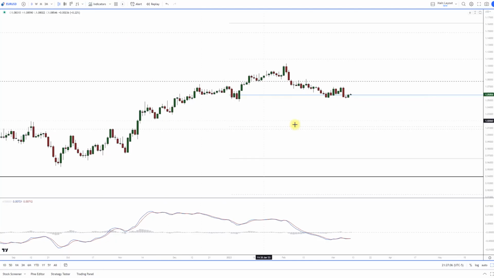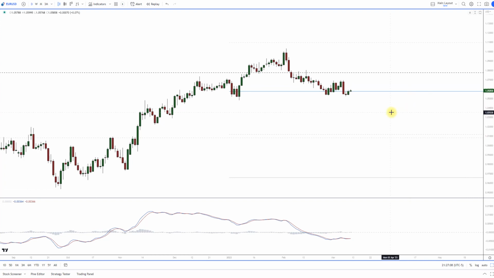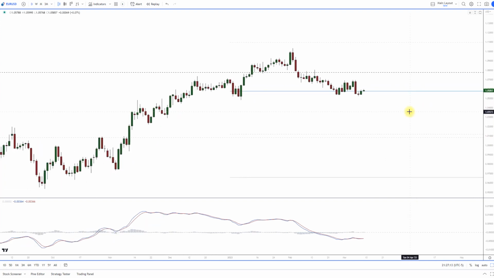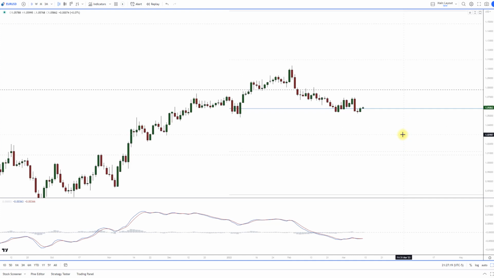So let's take a look at the EUR/USD, which is what I trade. And I'm going to go back to the review of the last trade that I made, and well, the two trades that I made actually from before.